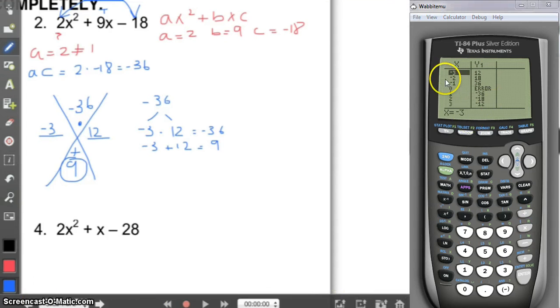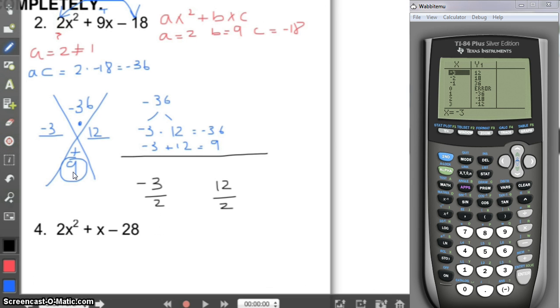So you can use the calculator to figure out what the numbers are. So once you decide what those numbers are, like negative 3 and 12, you write them down. These are your two numbers that would multiply to give you negative 36, and add up to give you 9. After you decide what your numbers are, you write them down. So negative 3 and 12. Then what you do is that you divide by a. A is the number in front of the x squared, so you divide by 2.